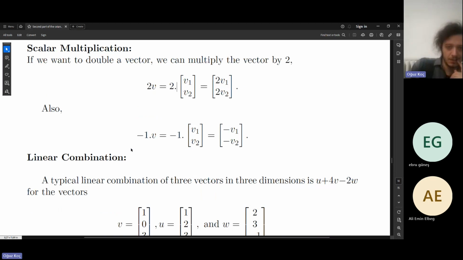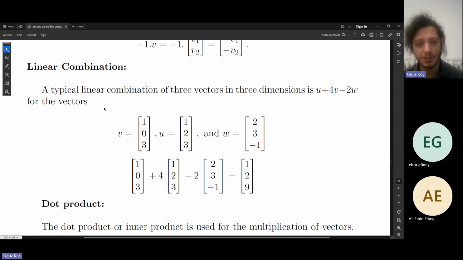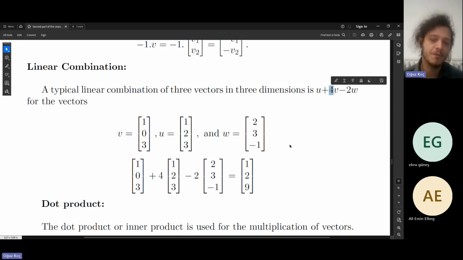And also we can make it negative by multiplying by -1, and we get minus V1 and minus V2. And also we have linear combination, which is, we can sum them up or subtract with the coefficients, and we get a desired result here.